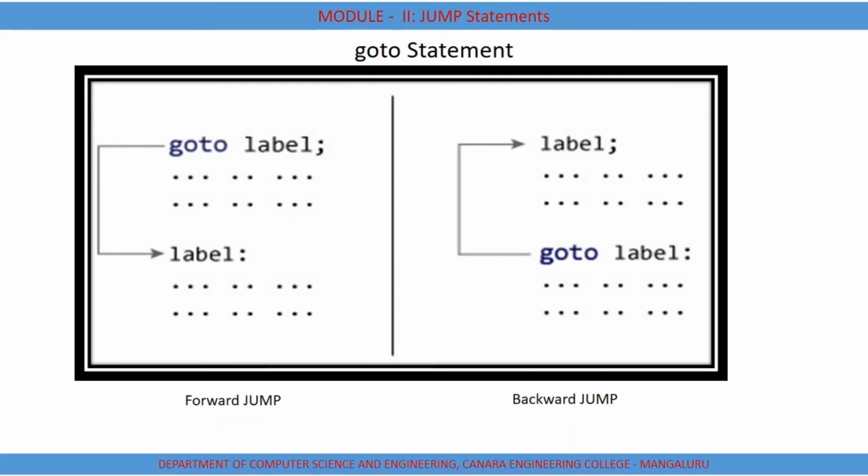Another case we have given, so go to label. In this case, go to label moves the control back to the label, that is the backward jump. Now how will this go to work? For the go to to work, we have not given any condition as such.